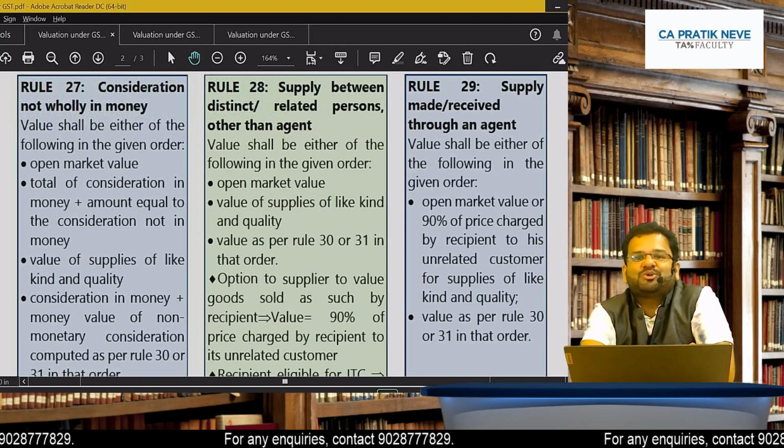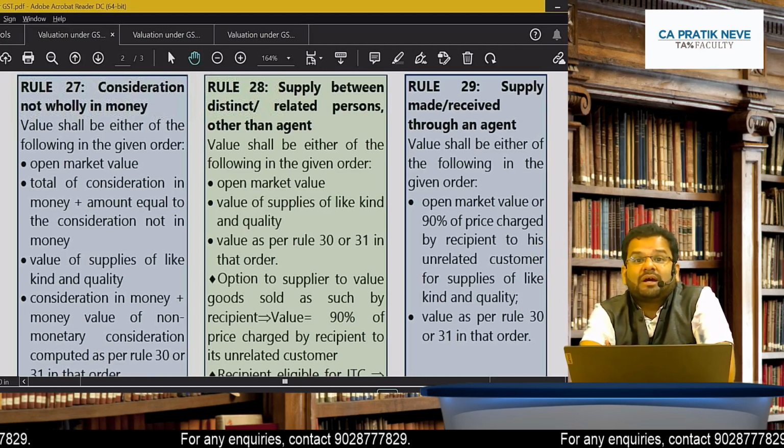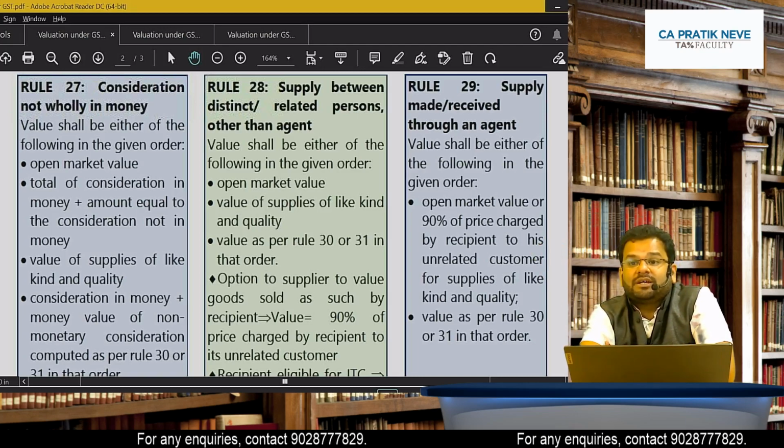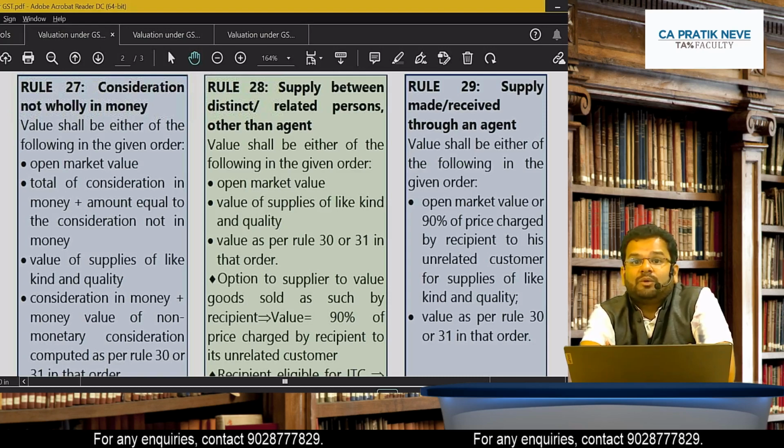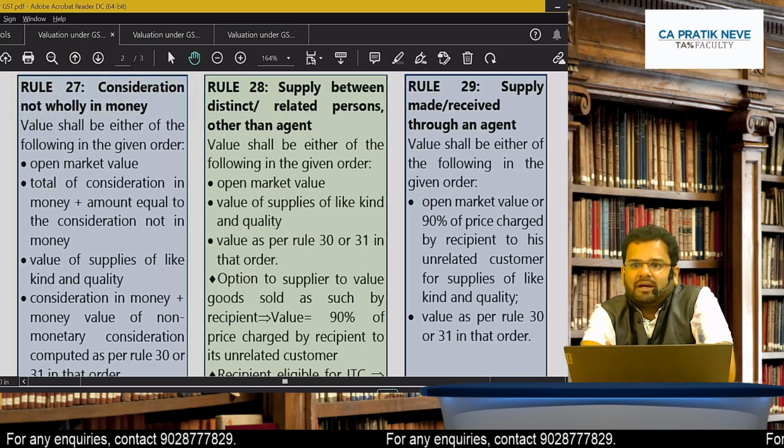When price is not the sole consideration, you cannot take the assessable value as the transaction value. So you will have to do the valuation as per section 15 subsection 4, read with rule 27. Agreed or not?